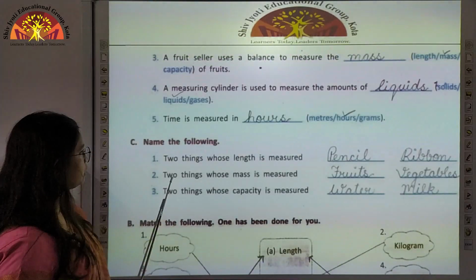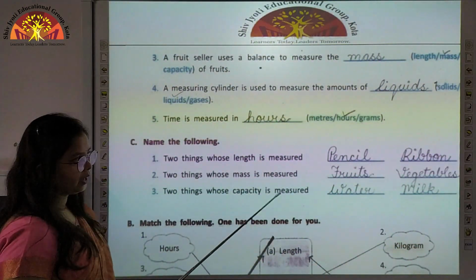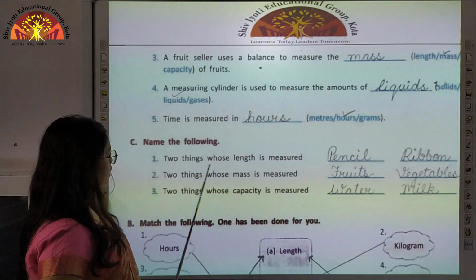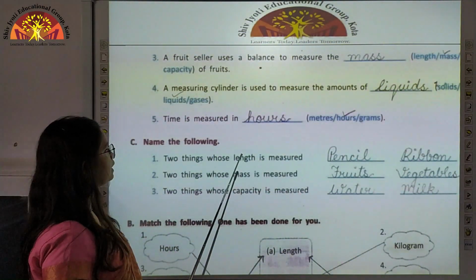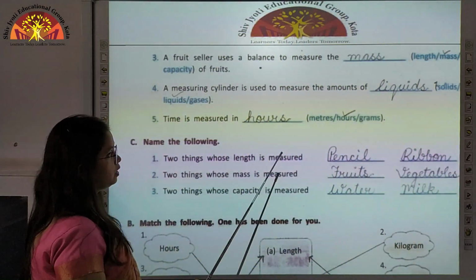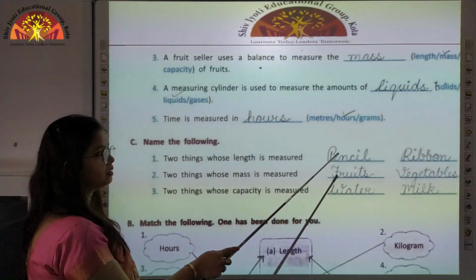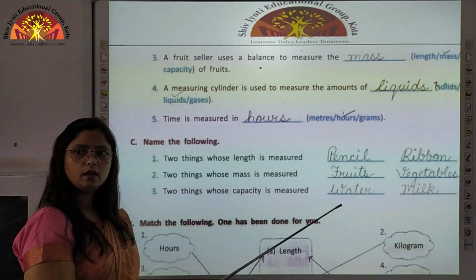Now let us move to the next exercise. See, name the following. What you have to do, 2 blanks are given over here and you have to name after reading the statement. Okay. So first is 2 things whose length is measured. So we can write here pencil and ribbon. Pencil is smaller, so we measure in centimeters, ribbon is long, so we measure in meters.